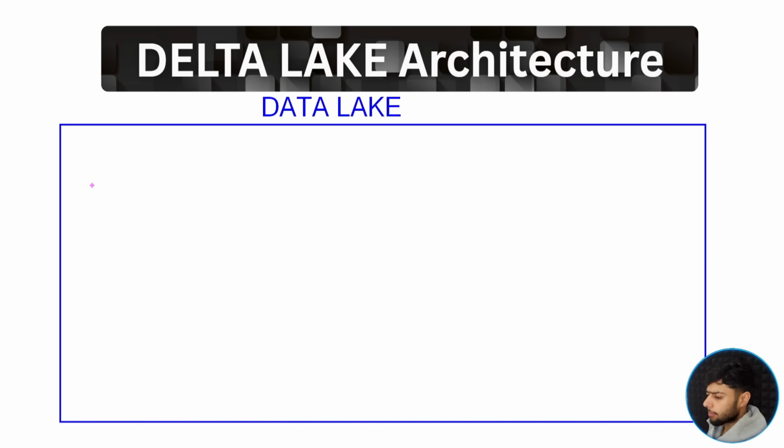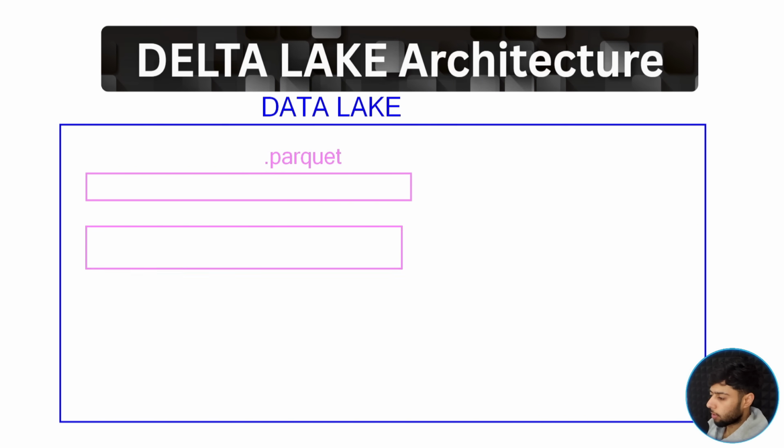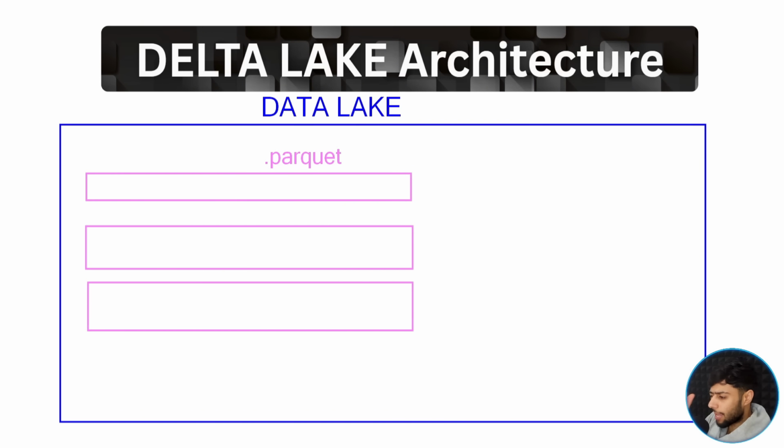Let's say you have some files, and these files are in the form of Parquet, with an extension called .parquet. This file is also of the Parquet format. So far, this is your normal data lake in which you have the files in the form of Parquet, right? Makes sense. Now, if I say I want to convert this file into Delta format, or save this data into the Delta lake, what will happen?